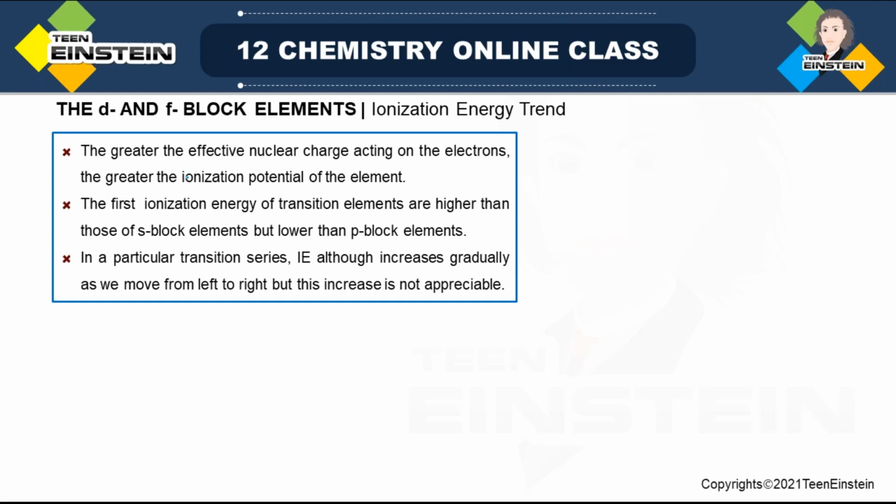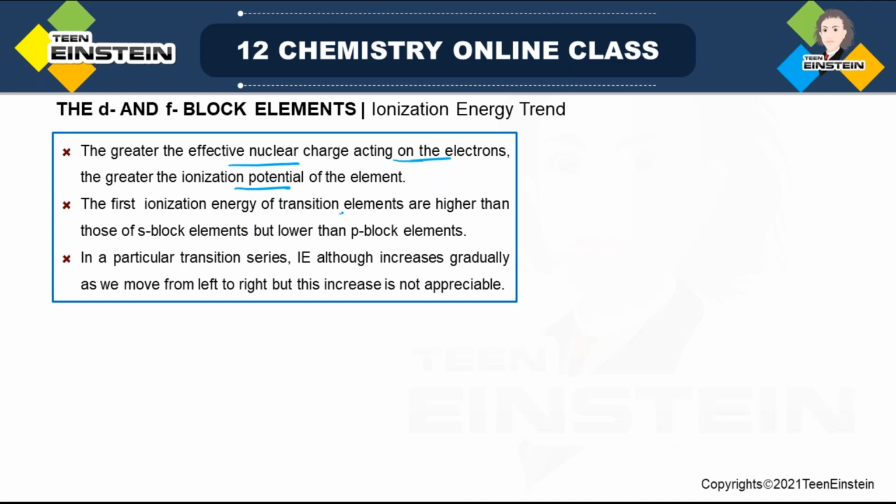So when you are moving from left to right, effective nuclear charge will increase. The greater the effective nuclear charge acting on the electrons, the greater will be the ionization potential, because when nuclear charge is very high, removal of the most loosely held electron will be very difficult, right? So that is why ionization potential will be maximum as you reach the right hand side extreme. Okay.